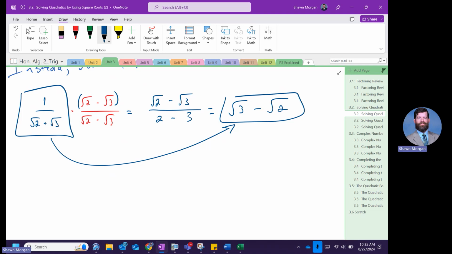How did you get there? You saw the 6 in the bottom? You got a what on the bottom? Negative. There we go. That's what I want you to get at. So this simplifies down to -1. Now dividing by -1 just means we change the signs. So that radical 2 becomes negative, that radical 3 becomes positive.